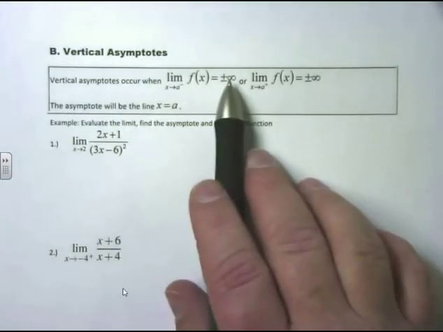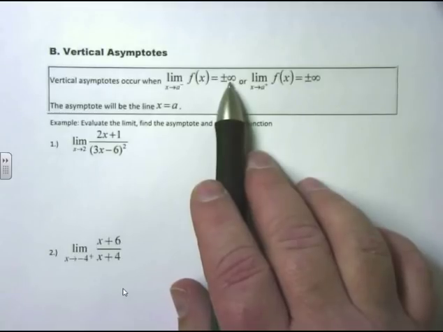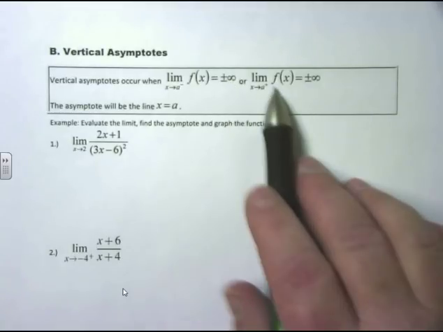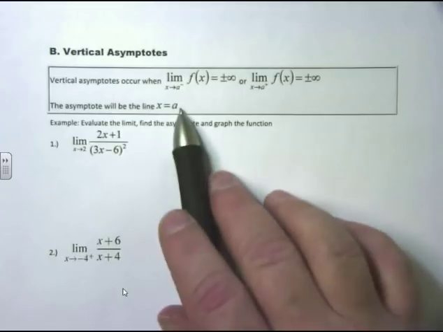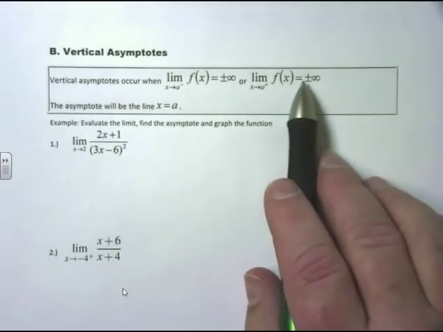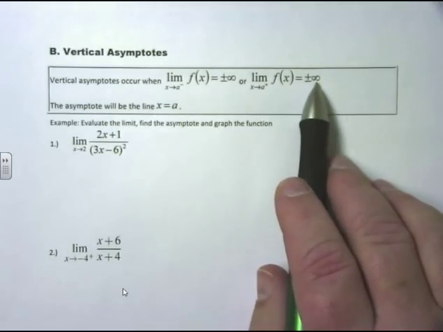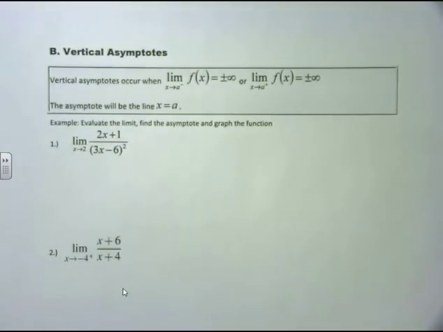So on one side, it's either going to blow up to positive infinity or possibly blow down to negative infinity. And the other side of A, if x equals A is your vertical asymptote, is either going to blow up to positive infinity or blow down to negative infinity. The only way to figure this stuff out is we're going to have to do chart work. This is where you do chart work.